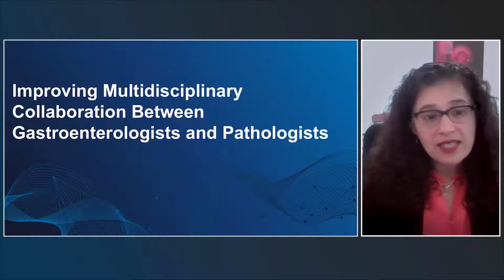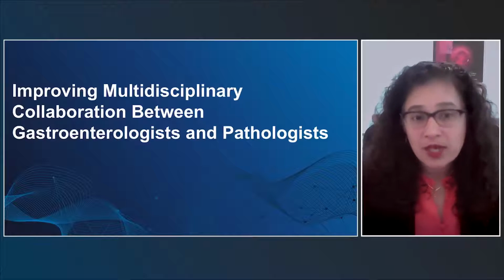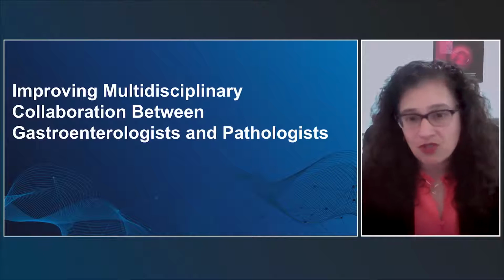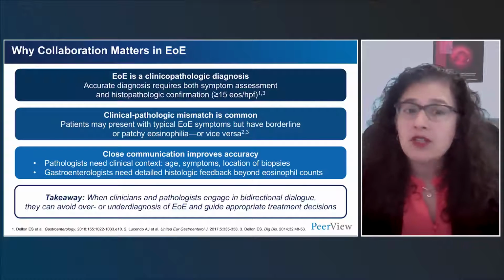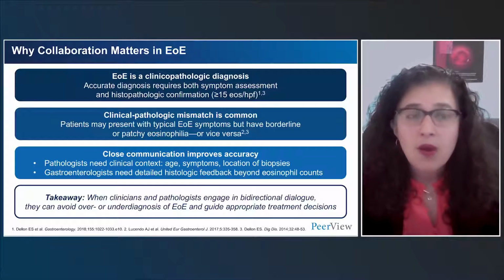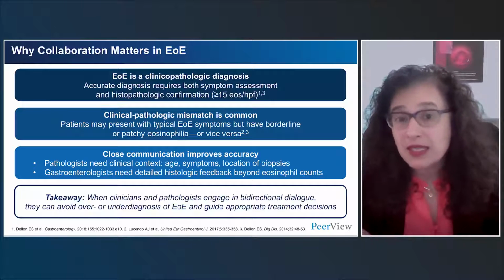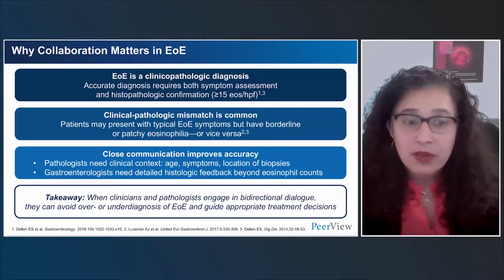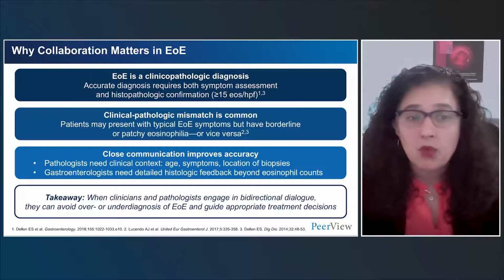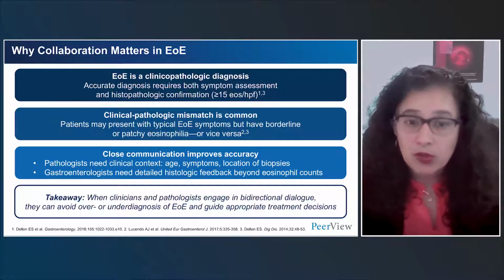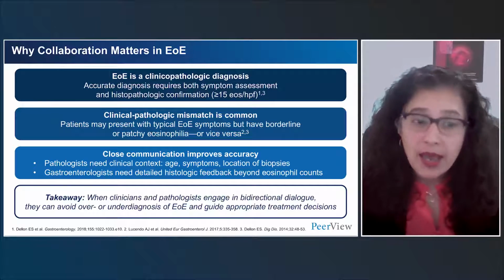We'll now move on to the next segment, which is very important, highlighting improving multidisciplinary collaboration between gastroenterologists and pathologists. So, why is collaboration here important? EoE is a clinical pathologic diagnosis. Accurate diagnosis requires both symptom assessment and histologic confirmation, like mentioned, at least 15 or higher eosinophils per high powered field. Clinical pathologic mismatch can be common. Patients may present with typical EoE symptoms, but have borderline or patchy eosinophilia, or vice versa. So, close communication improves accuracy.